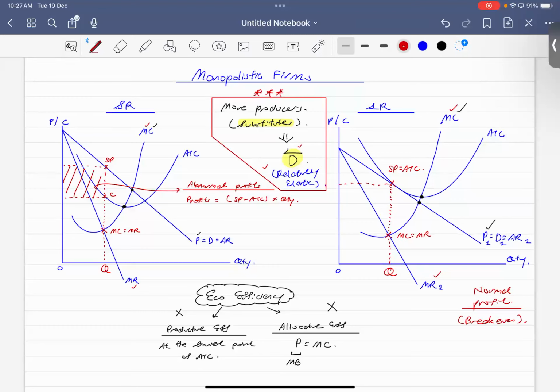And remember that in the graph for monopolistic firms, the demand curve is downward sloping because they are the price maker. They have control over the prices. So that's why the demand curve will be downward sloping.